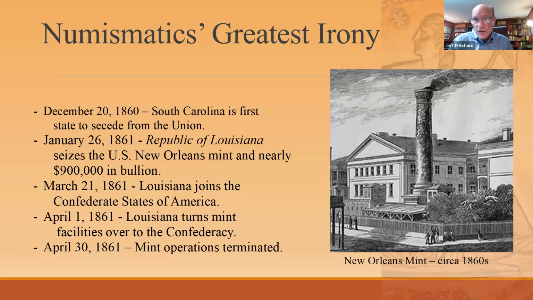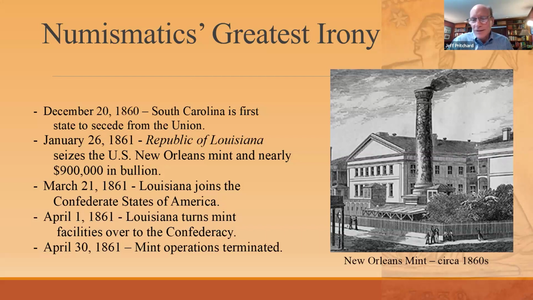And on April 1st, Louisiana turns the mint, all the facilities, the equipment, and the remaining bullion over to the Confederacy. And then almost a month later to the day, the Secretary of the Confederate Treasury, C.J. Memminger, closes the mint and it ceases operations for the duration of the war.